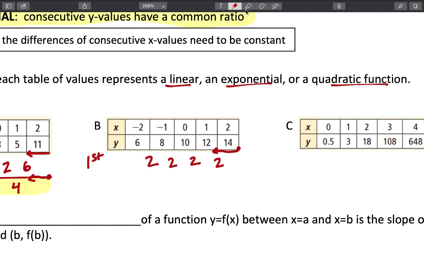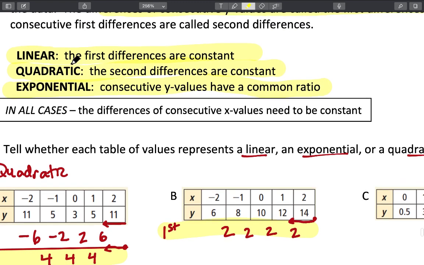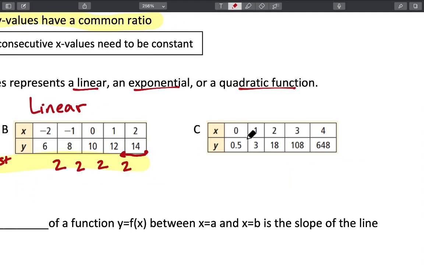Well, we found that our first differences are constant. And when our first differences are constant, we know that this is a linear function. So we're going to say that the data in graph B represents a linear function. All right, our last example here is letter C.